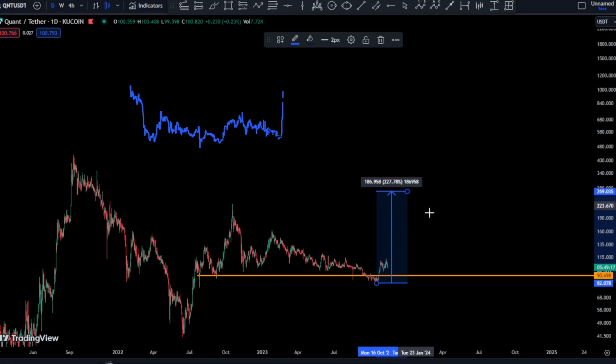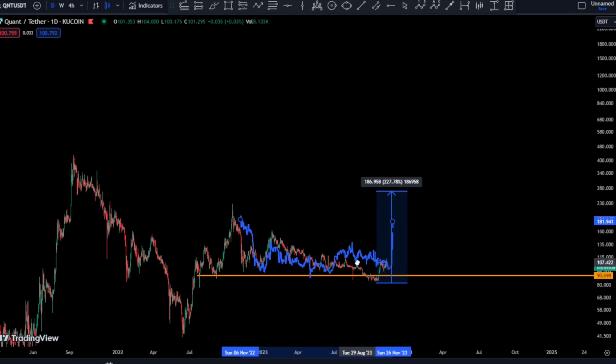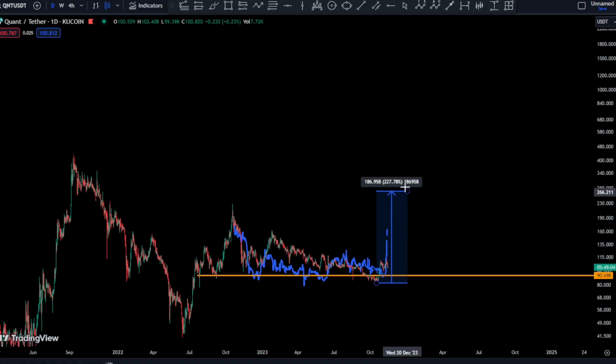225 thereabouts. So that's something like $270 for the Quant token, obviously in a few days or maybe in a couple of weeks. That's what I'm expecting. That's how I expect this to play out. But that's obviously not all that we are looking for here.